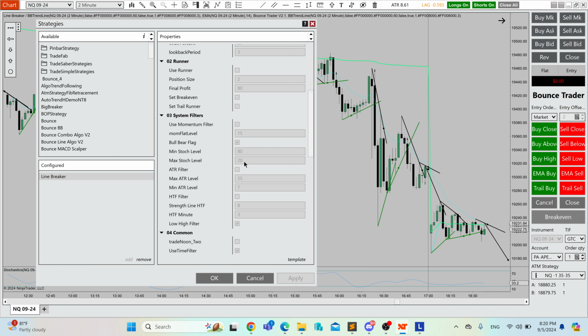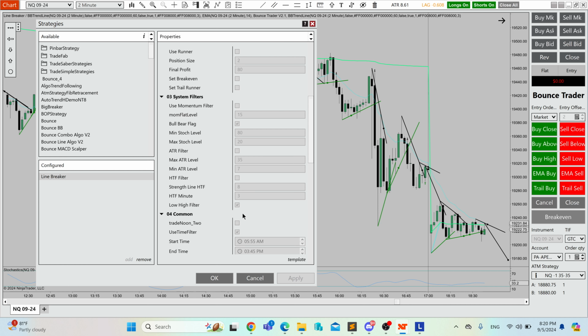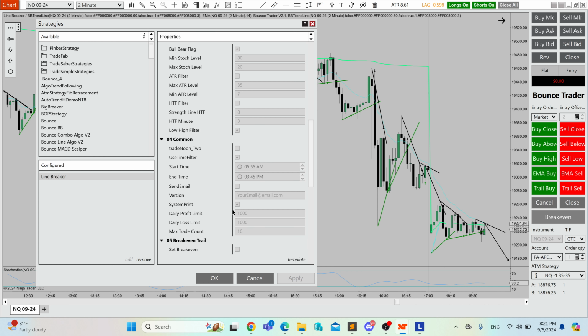Low high filter, I've had it checked. One thing to note is that currently it uses HTF, higher time frame minutes, so this minute number should be equal or more than your primary chart. If we have 2 minute on a primary chart, then this should be 2 minute or more. The rest is self-explanatory, but let's go over these trades.